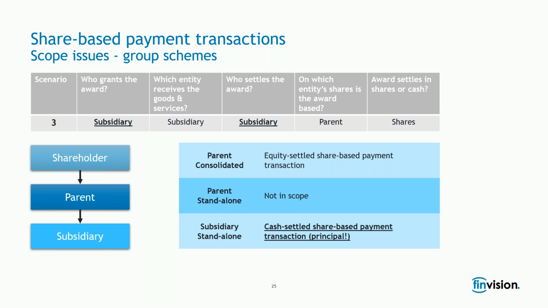Now, obviously, for the parent consolidated financial statements, there's no difference there. It's still an equity settled share-based payment plan, because there's no difference between parent and subsidiary here. So this is a little bit of a special case, and obviously it also affects your accounting treatment, because at the subsidiary level you have your cash settled plans, but at the parent consolidated level it's an equity settled plan.